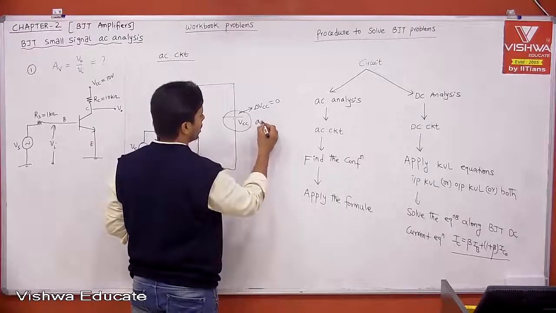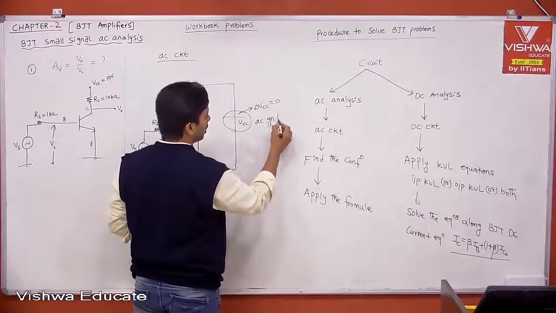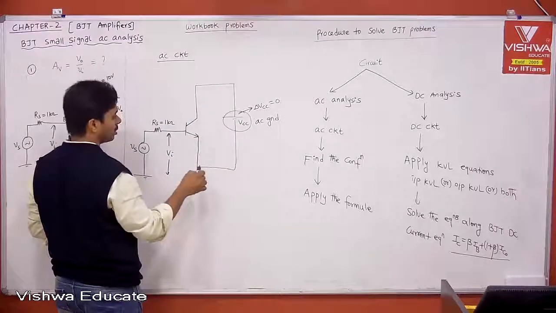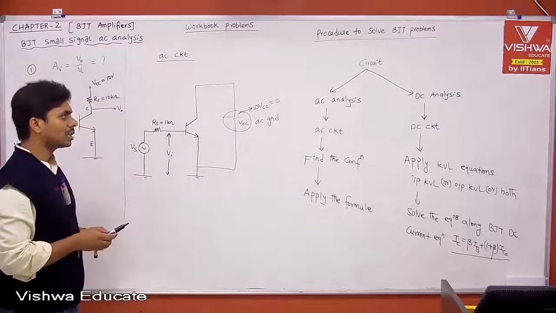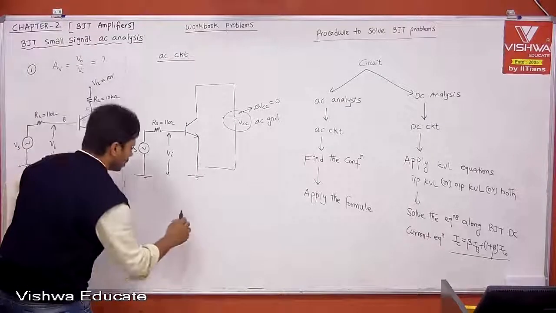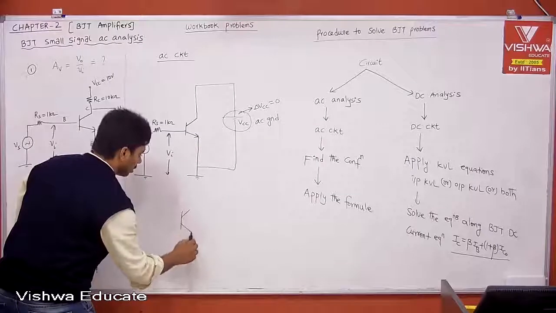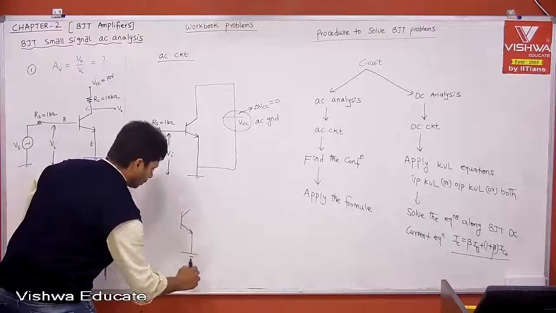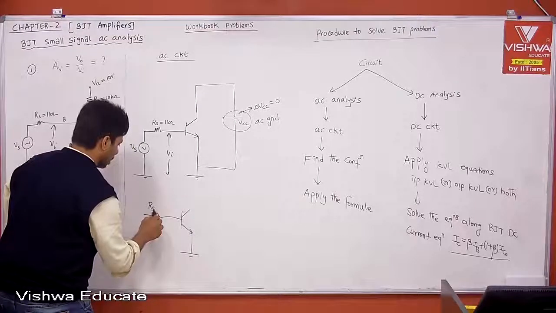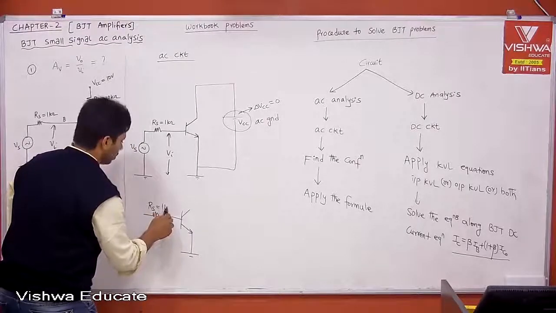Therefore, this is what people call AC ground. This is called AC ground, because for AC analysis this is shorted to ground. If that is connected to ground, then what do you get? Then the circuit will become this. This is RS, which is 1 kilo ohm.